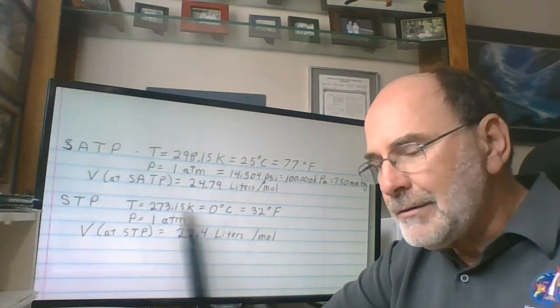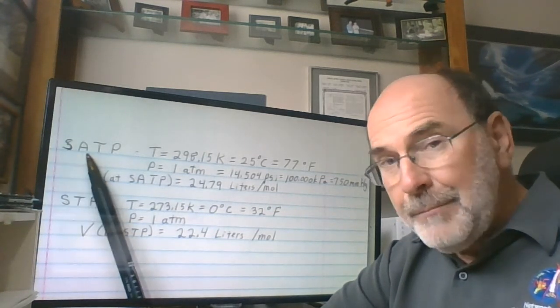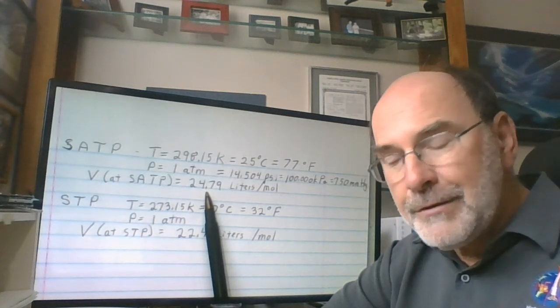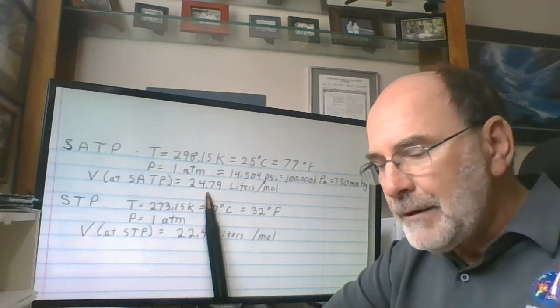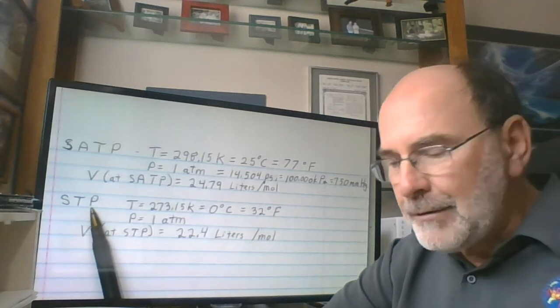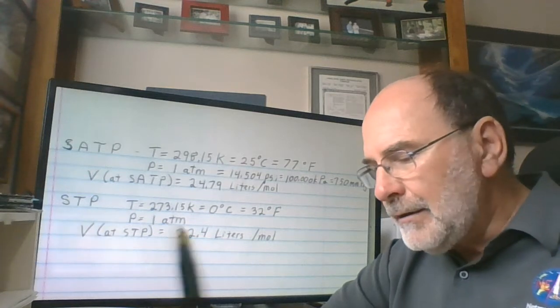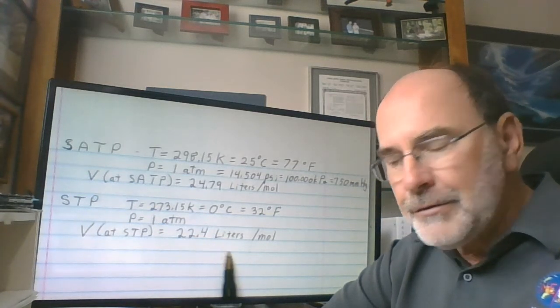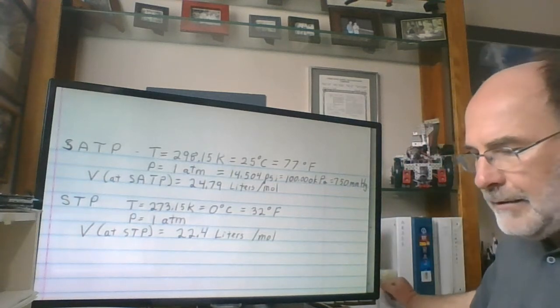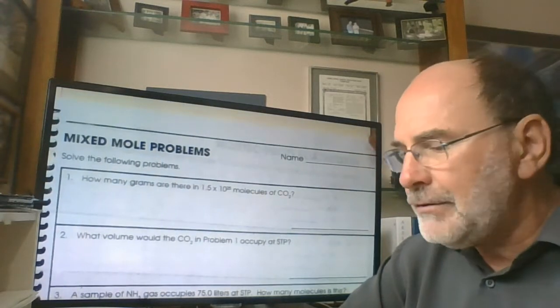and they might zing you with some questions referring to standard ambient temperature and pressure. Realize that the volume is 24.79 liters per mole, whereas at STP, the more common for physics problems and chemistry problems, it is 22.4 liters per mole. All right, so having told you that, I believe just before the school shut down, I passed out this homework problem.